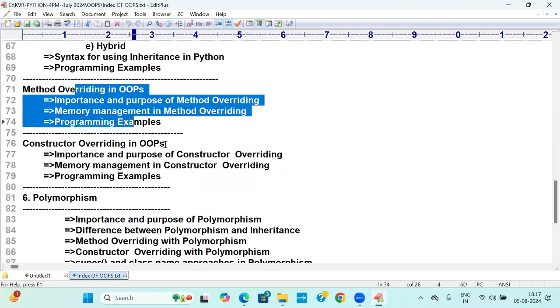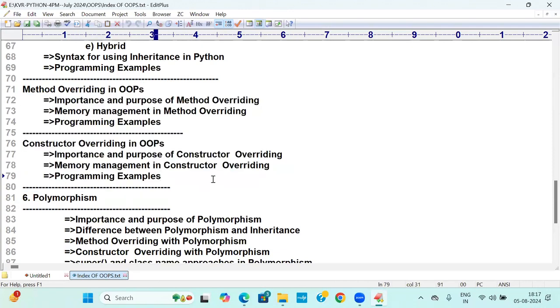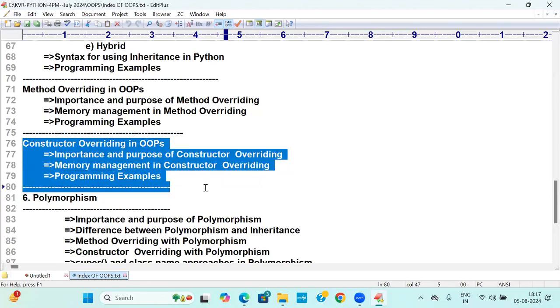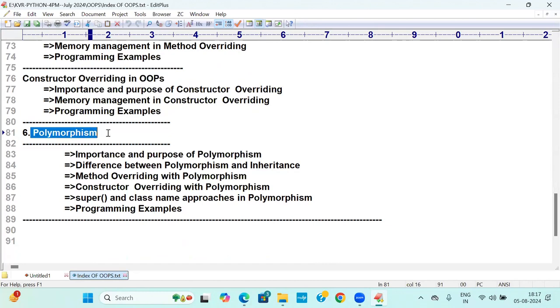I'm talking about Python-related OOPS things. In Java, constructor overriding is not there. Overloading is there. Overloading and overriding are different. Next, polymorphism.